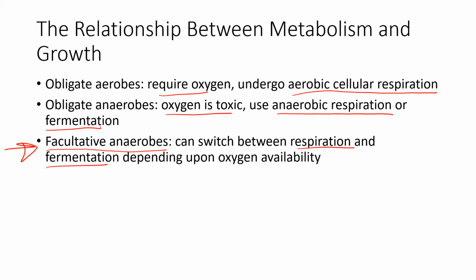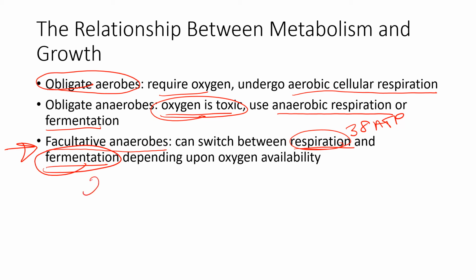So if we take our obligate aerobes, we put them in an environment with no oxygen, they're going to die. And the same thing with our obligate anaerobes. If we put them in an environment with oxygen, they're going to die. Our facultative anaerobes don't care. Our facultative anaerobes would prefer to respire because they make 38 ATP during respiration, but if you take them out of that environment and they don't have oxygen available, rather than die, they'll switch to fermentation and they can live off 2 ATP per glucose molecule. So this is an advantage to them for their survival, that they can switch their metabolism back and forth depending on the environment that they're living in.